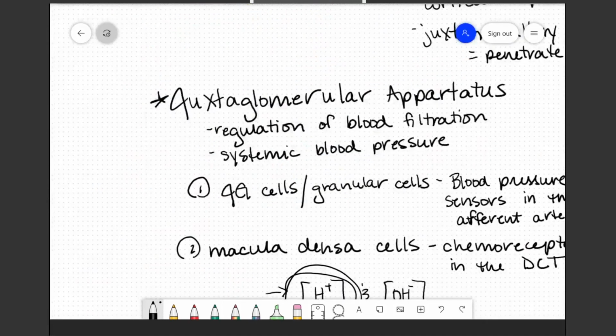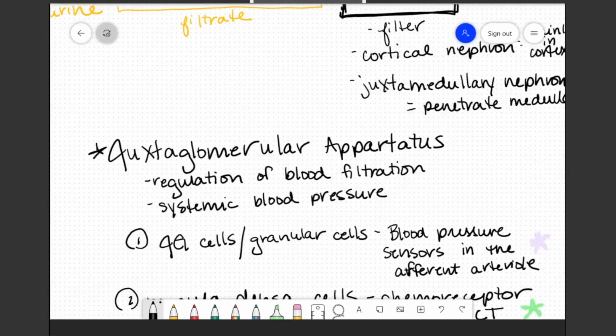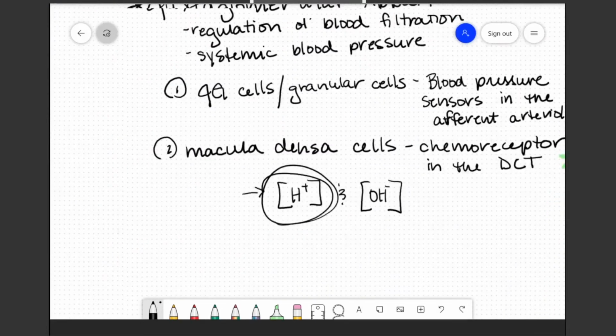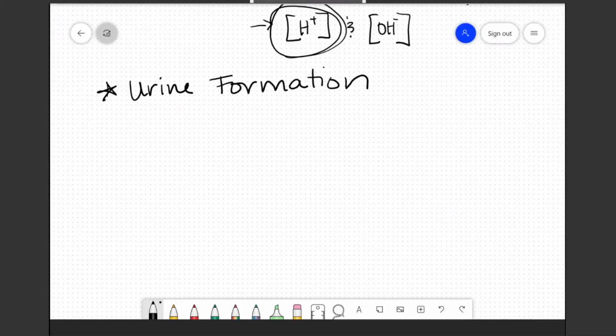We've got two different types of nephrons, the cortical and the juxtamedullary. We've got this thing called the juxtaglomerular apparatus, which does blood pressure and blood filtration. But one thing we haven't talked about in this entire process is how you actually form urine. And we're going to go through this, and this is where we are going to end for this exercise. So how do you actually form urine?